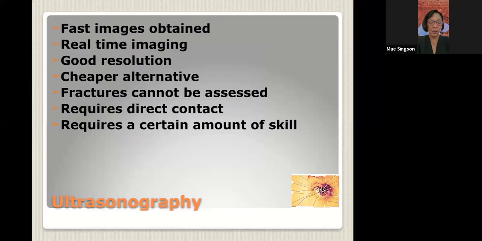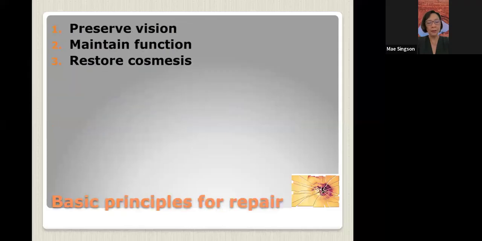Next, please. So, ultrasonography is also sometimes used because you can obtain fast images, real-time imaging, and good resolution. It's a cheaper alternative. Although fractures cannot be assessed, it may require direct contact, which is not possible in some trauma, and may require a certain amount of skill. Next. And of course, what are the basics in the repair of ocular trauma? Number one is always to preserve vision. Number two, maintain function. And number three, always restore cosmesis.